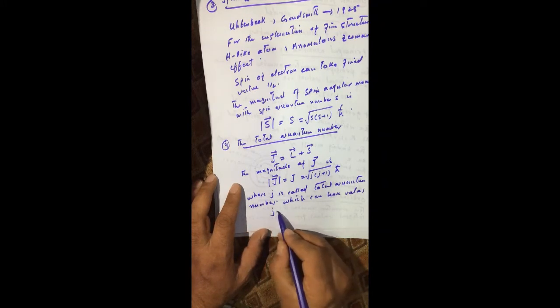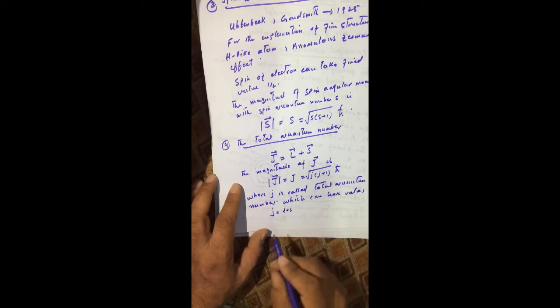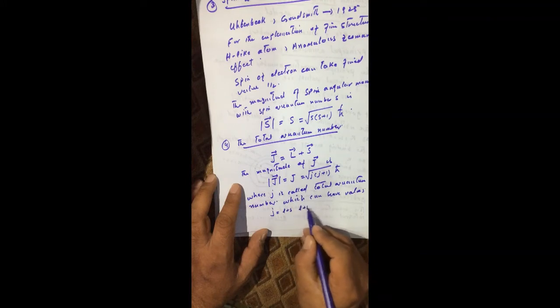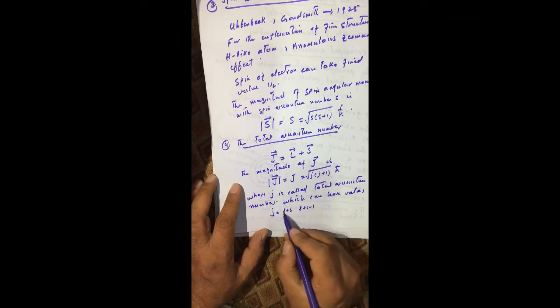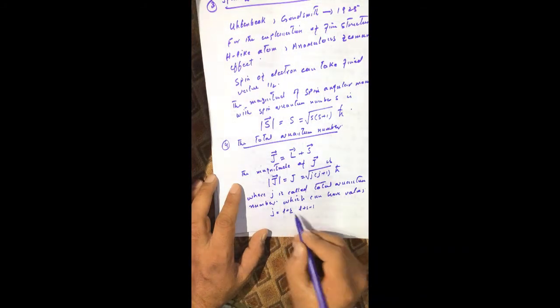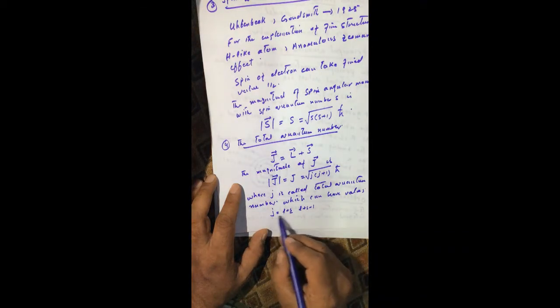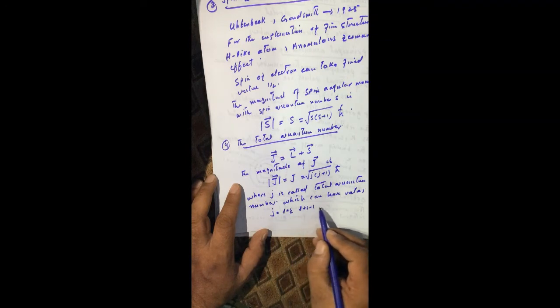This is called the total quantum number, and it can have values. J has values starting from L plus S, L plus S minus 1. L is the orbital quantum number and S is the spin quantum number. So J has values from L plus S down to L minus S. So this is the total quantum number.